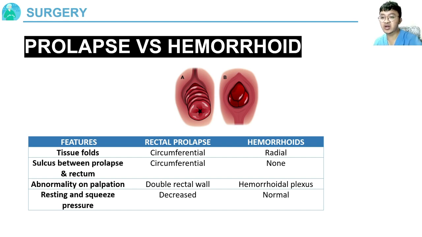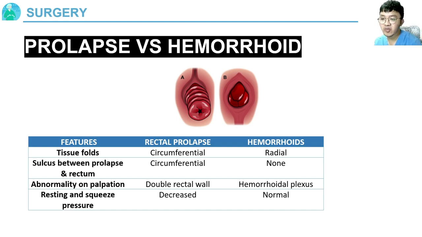If the tissue folds are circumferential, it's usually a prolapse because one segment of the bowel went out. It's not just one side. It's one circumferential segment that went out. So it's going to look circumferential. Okay. Is there a sulcus between the prolapse and the rectum? Yes, it's circumferential because again, there's a separation between the rectum and the prolapse. Okay? As compared to the hemorrhoids, which are just an extension or swelling, so you're not going to see a sulcus. And the tissue folds, because again it's just one side, are radial.